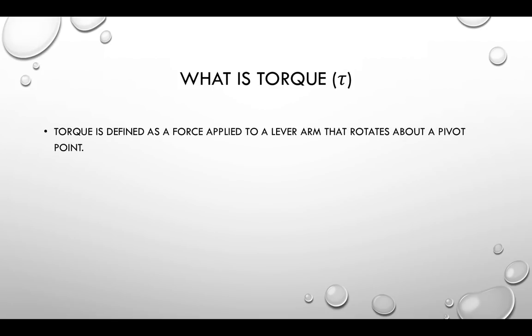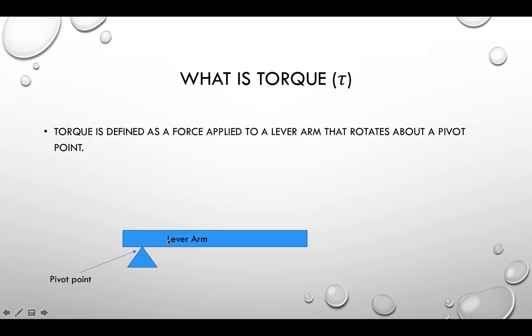Here's a definition for torque. Torque is defined as a force applied to a lever arm that rotates about a pivot point. So anything that pivots, when you apply a force some distance from the pivot point, that's going to be a torque. You're applying a torque. So here's the lever arm, and here's your pivot point right here, because clearly if we push down on this, it's going to pivot about that fulcrum. Then we apply a force here, and that whole lever arm is going to turn about that point.